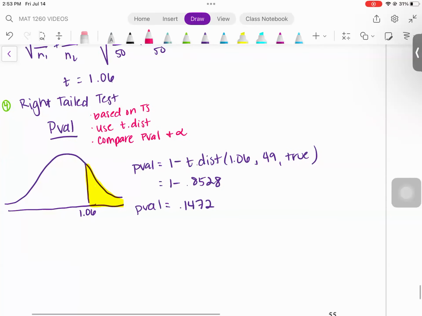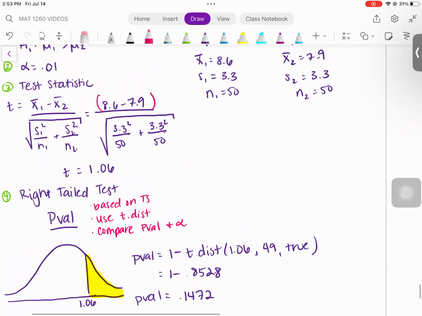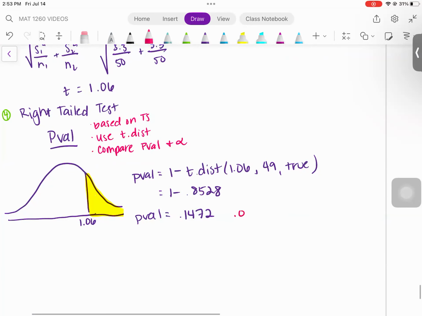And then to make our decision, we want to compare this to alpha. Alpha is 0.01. So our p-value is greater than alpha. When our p-value is greater than alpha, our decision is failed to reject the null hypothesis.